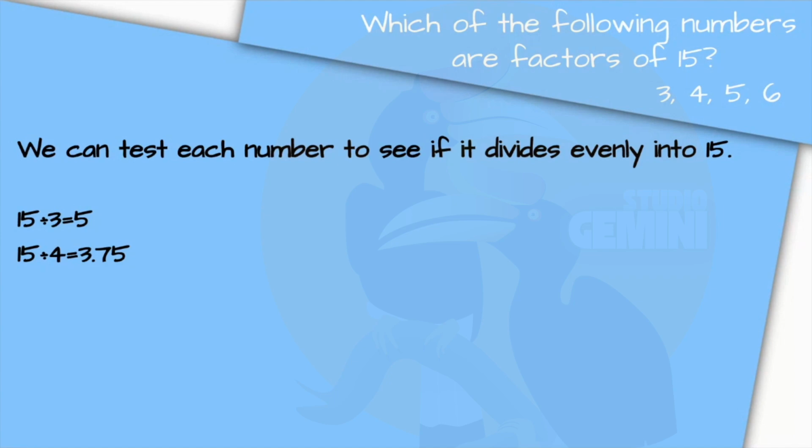The next choice is 5. 15 divided by 5 equals 3. This divides evenly, so 5 is a factor. The last choice is 6. 15 divided by 6 is 2.5. This gives us a decimal answer. Since it does not divide evenly, it is not a factor.